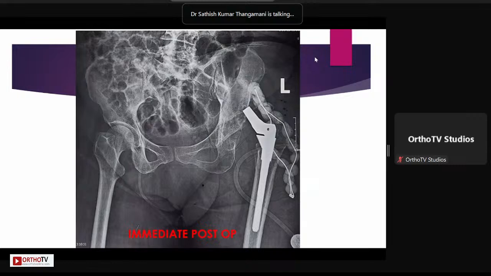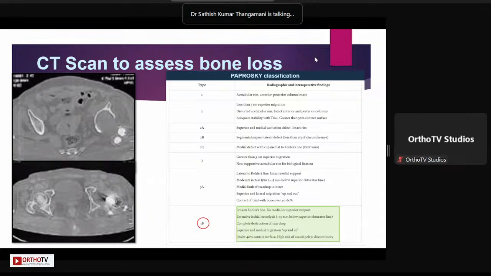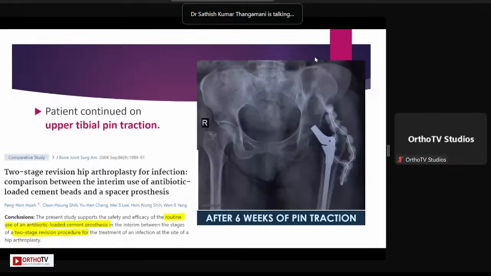So this was the immediate post-op X-ray after 4 weeks, and we were surprised to see that all our test reports were again negative. This was a CT scan which was done to assess the bone loss, and we found it was Paprosky 3B, and hence this time we equipped ourselves with all the armamentarium which was available with us. So we planned for a 2-stage revision, and this was after 6 weeks of pin traction.